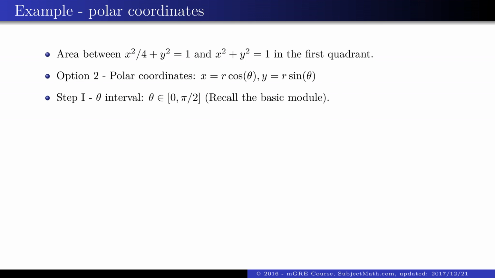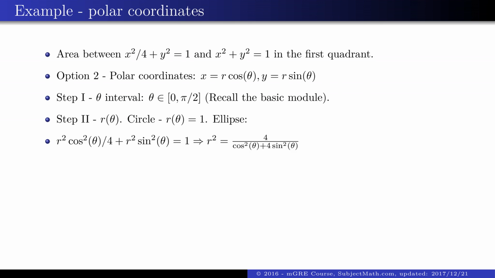Recall from the basic module how to visualize the radius rotating as theta grows. The second step is to use the formula for x and y to deduce for each curve the radius as a function of theta. In the circle, it is easy. R is constant. For the ellipse, we need to plug in, isolate r squared, and simplify the formula.